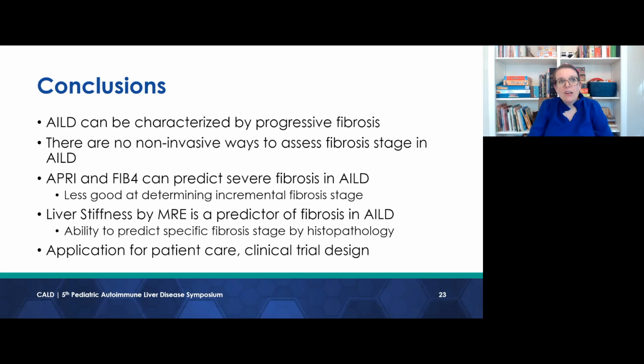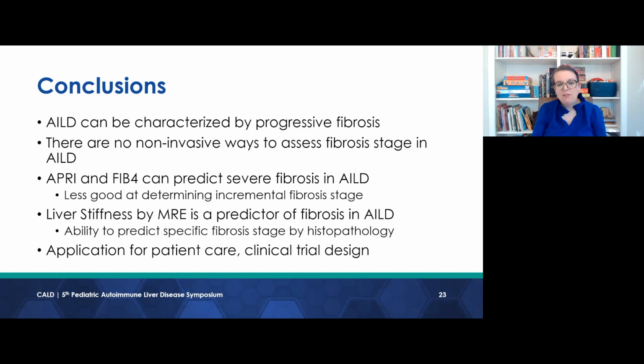Autoimmune liver disease, as we discussed, can be characterized by progressive fibrosis. There are no non-invasive ways to assess fibrosis stage in autoimmune liver disease that have been proven. APRI and FIB4 can predict severe fibrosis in autoimmune liver disease, but it's not quite as good at determining incremental fibrosis stage. However, liver stiffness by MRE is a predictor of fibrosis in autoimmune liver disease, with an ability to predict the specific fibrosis stage when assessed by histopathology or histology.